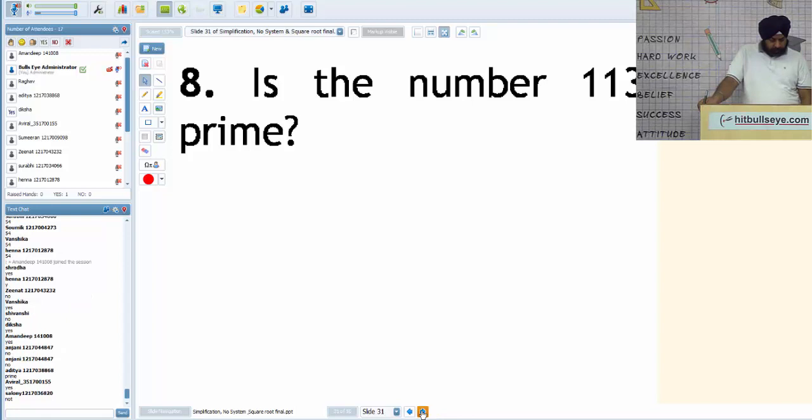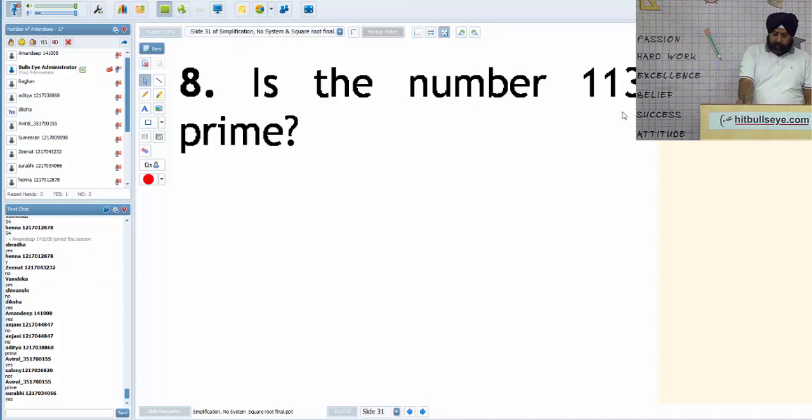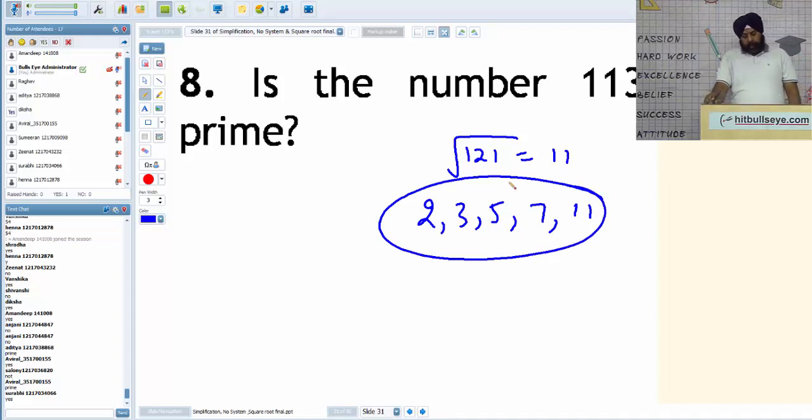Anjani said it's not prime. Then it should be divisible by some other number other than 1 and itself. How do we check whether a number is prime or not? So simple, the nearest perfect square is 121. So the square root of 121 is 11. You check 2, 3, 5, 7, 11, these prime numbers lesser than this.